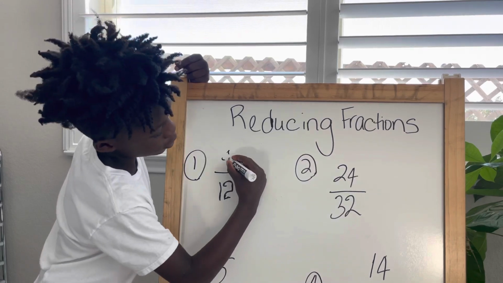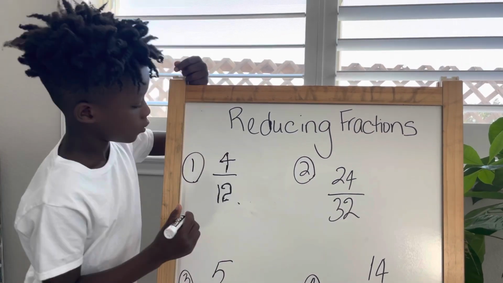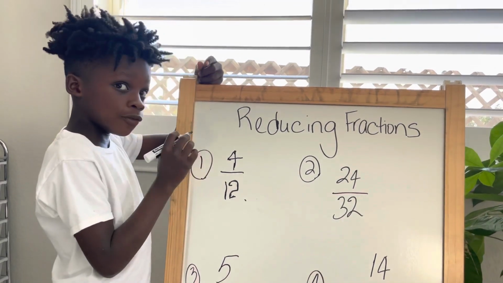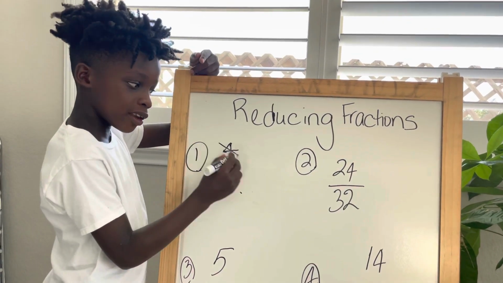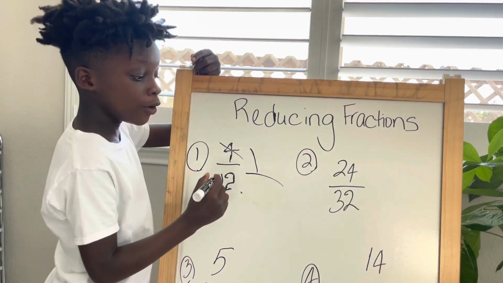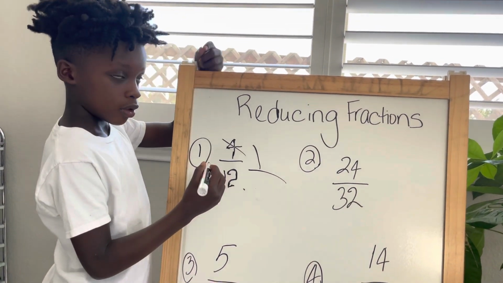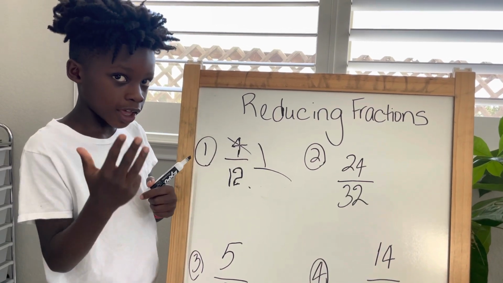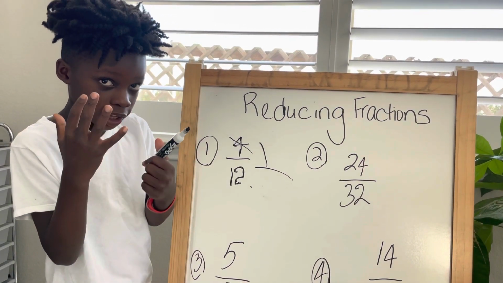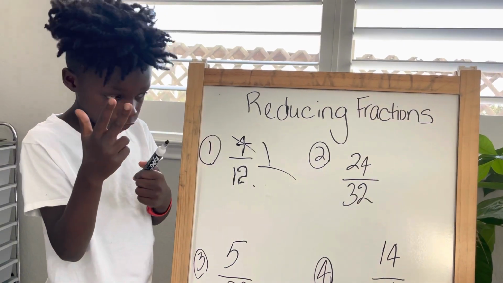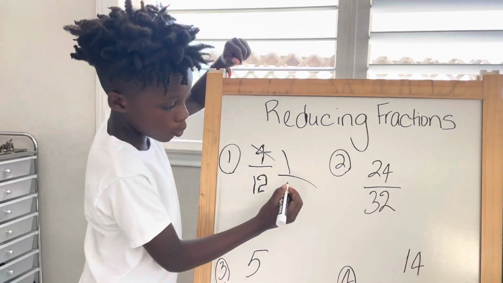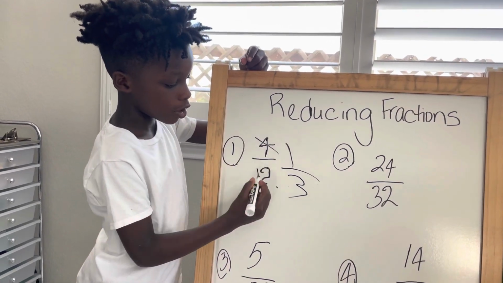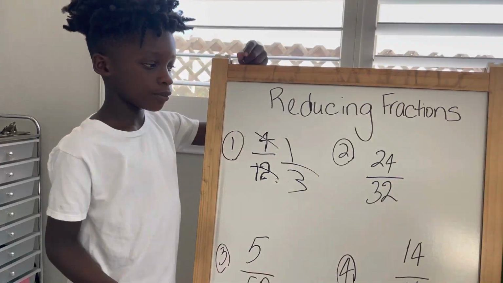Okay. So here, 4 over 12. You can divide 4 by 4 and get 1. And you can divide 12 by 4 and get 3. 4, 8, 12. So 3. So for 4 over 12, you can reduce it to the lowest and get 1 over 3.